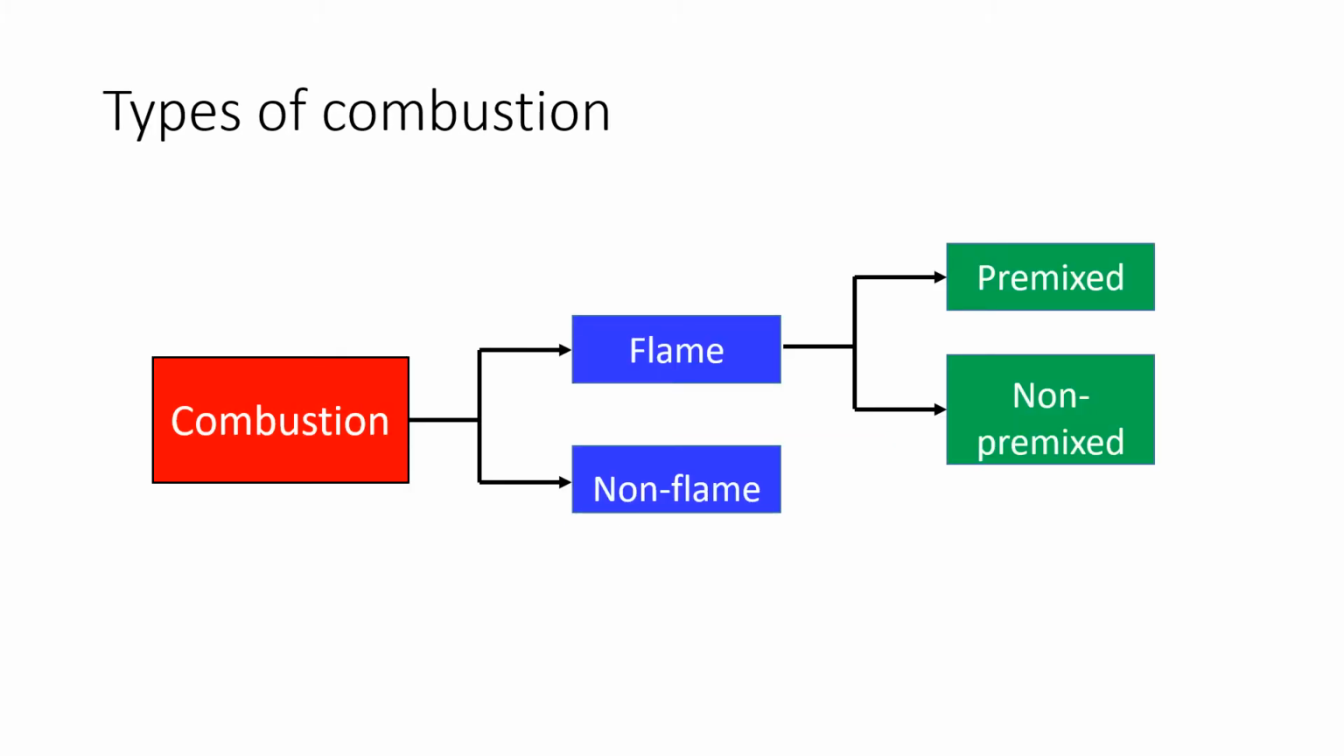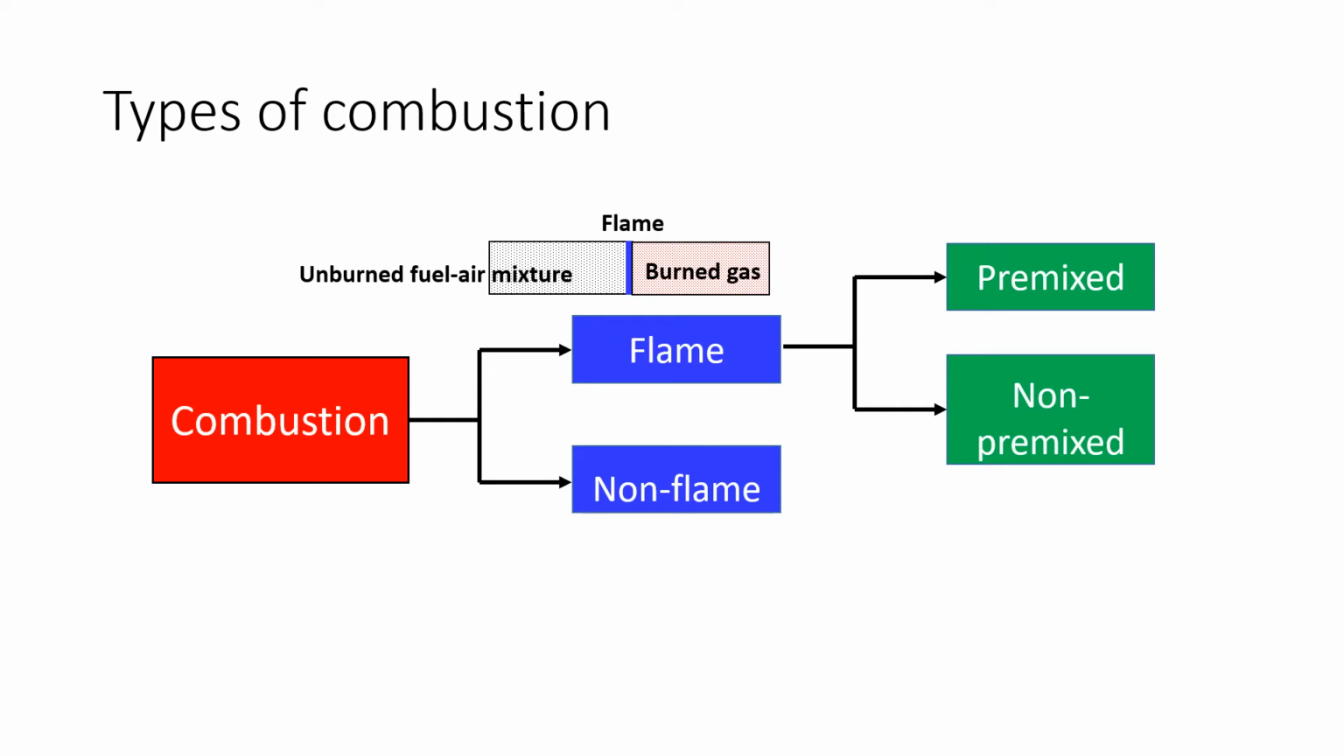Combustion can happen either in flame or non-flame mode. In flamed combustion, there is a thin reaction zone with intense chemical reaction propagating through the unburned fuel mixture. This thin zone is called a flame. Behind the flame, there are hot products of combustion. And the flames can be either premixed or non-premixed.